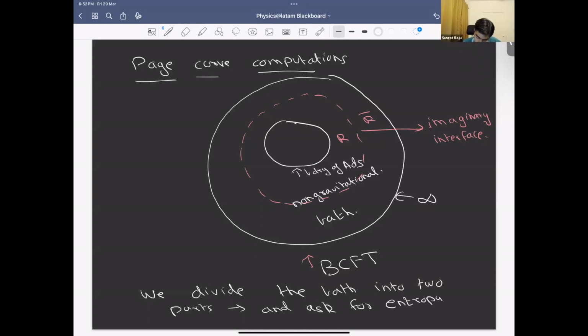Entropy of one part. This, of course, obeys a Page curve. Why does it obey a Page curve? Because this is just an ordinary non-gravitational system. The fact that this eventually came from a black hole or something is not important. Now, what is nice about these calculations, I think, is that we can compute the entropy of the bath using the gravitational dual.